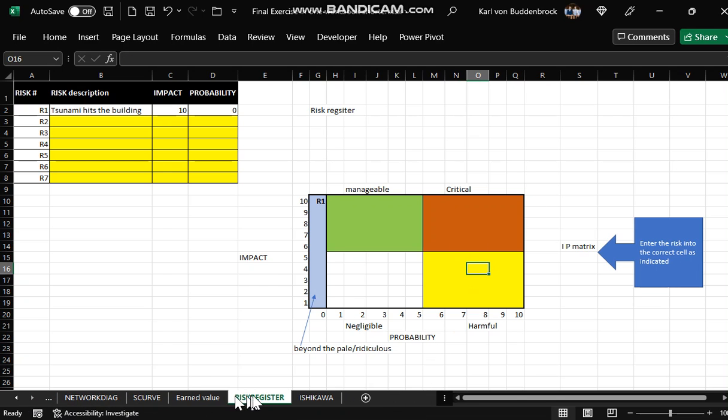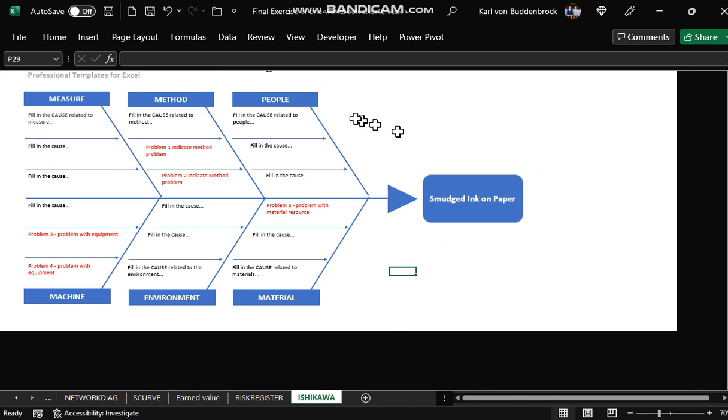Right? And then the Ishikawa diagram is that if things go wrong, let's say one of the vital few is smudged ink on paper, you've got to indicate 2 methods that went wrong, 2 machine issues that went wrong, for example, printer, and then 1 material that went wrong, example, ink or paper.